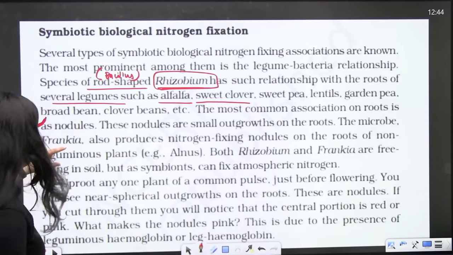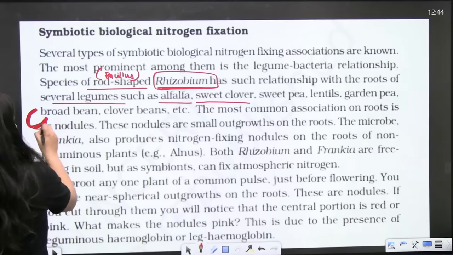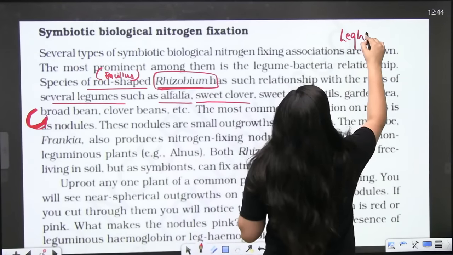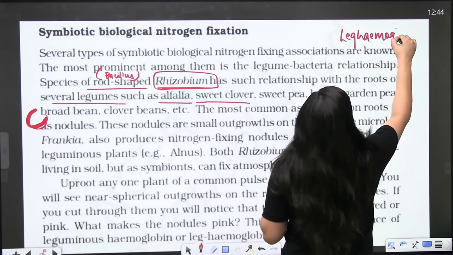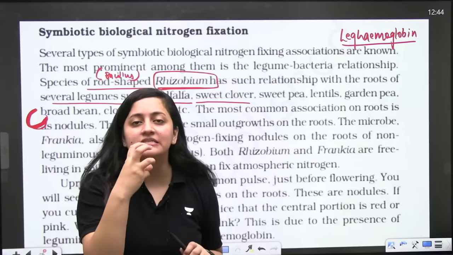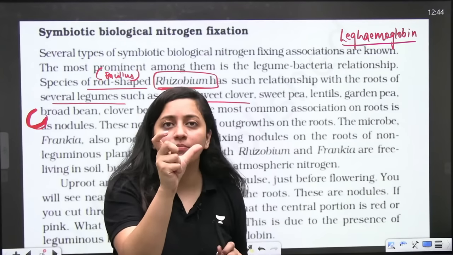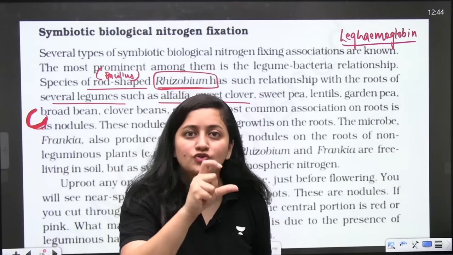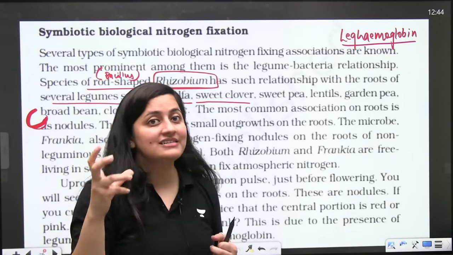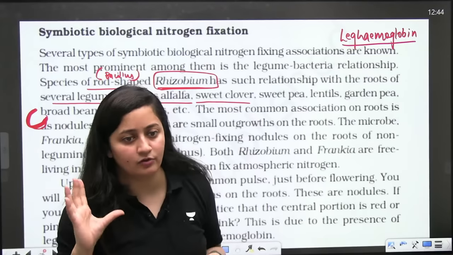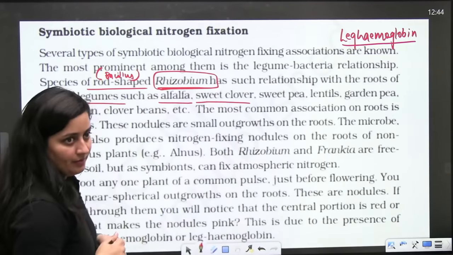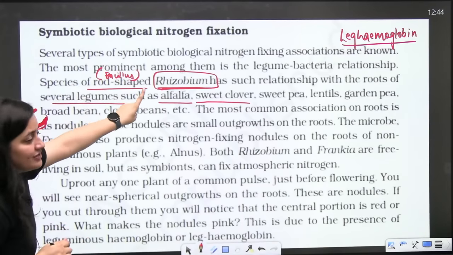Clear? So, basically, in these nodules, because of the presence of the pigment leghemoglobin, because it acts like an oxygen quencher, oxygen will not be there in those nodules. So, the nitrogenase enzyme can work effectively there and fix the nitrogen. So, this is what you people need to remember. Done? So, this is the first example.